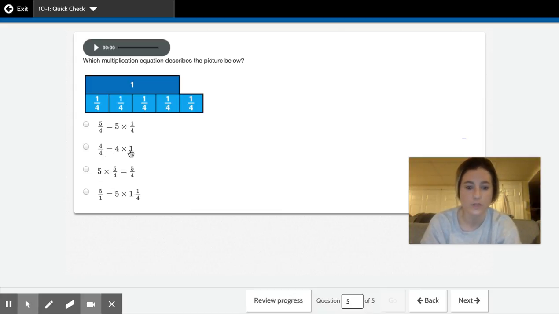4/4 equals 4 times 1. Well, no, because we know there are 5/4. 5 times 5/4 equals 5/4. Well, it's not 5 times 5/4, it's 5 times 1/4. And 5 over 1 equals 5 times 1 and 1/4, which would not make sense. So the answer would be A.